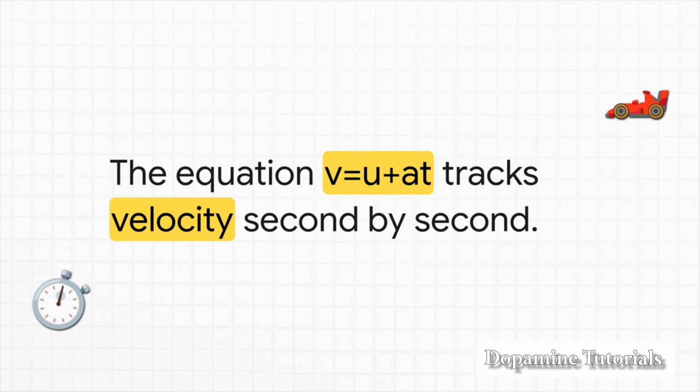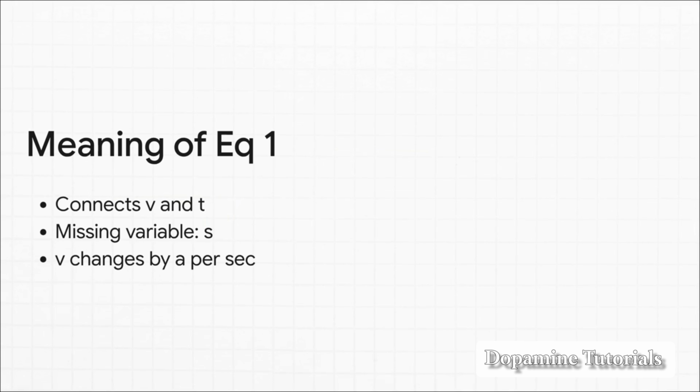It's actually just a super simple rearrangement of the basic definition of acceleration. Since acceleration is just the rate of change of velocity, meaning A equals (V minus U) divided by T, we literally just multiply both sides by T, move the U over, and bam! Simple, right? Now, what's really interesting about this is what gets left out.